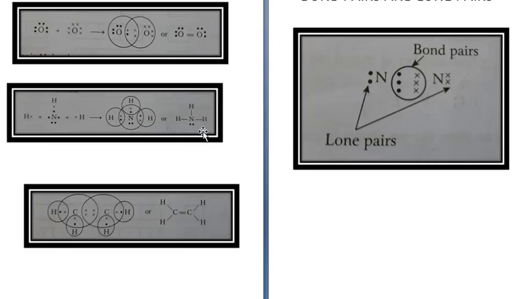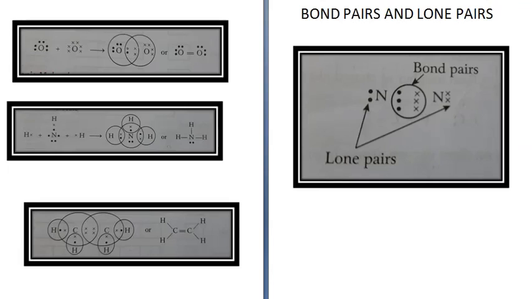Next we come to bond pairs and lone pairs. The shared pairs of electrons between combining atoms are called bond pairs, and the valence electrons not involved in sharing are called lone pairs. Like between two nitrogens, these 3 pairs of electrons are being shared, so they form a triple bond. These are bond pairs, but these 2 electrons are not taking part in the bond formation, so they are called lone pairs.